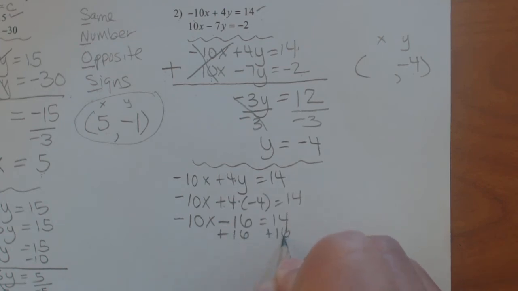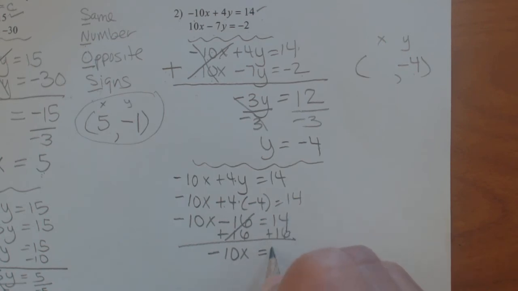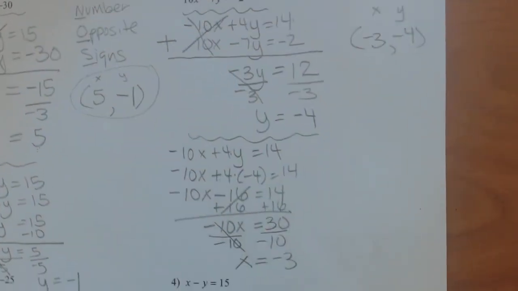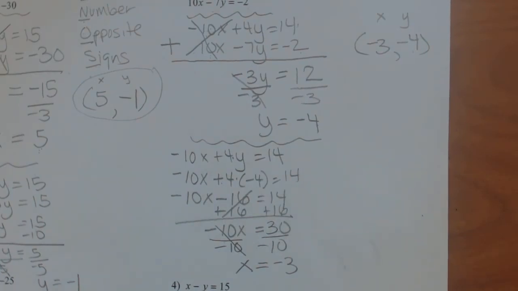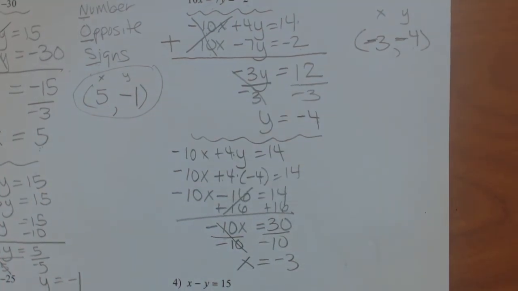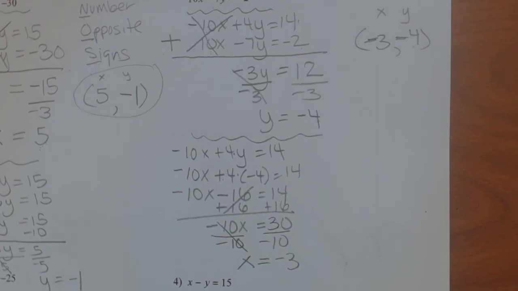Adding 16 to both sides. Bringing down my negative 10x. 14 plus 16 is 20. Nope, sorry, 14 plus 16 is not 20, it's 30. Dividing both sides by negative 10, and x equals negative 3, and this is where they cross, negative 3, negative 4. So if we graphed these two lines, we would see that they cross at negative 3, negative 4. And this was solved by the process of elimination.